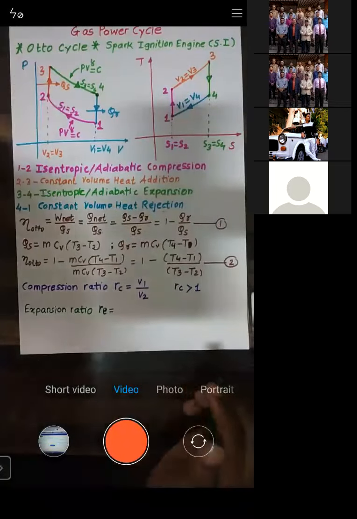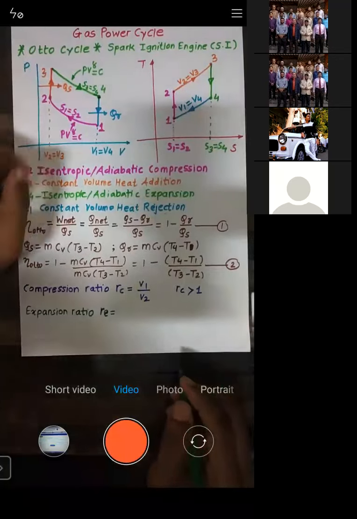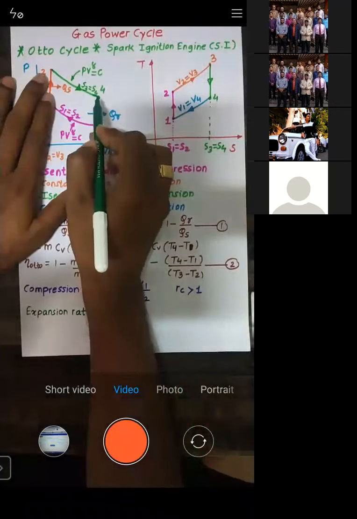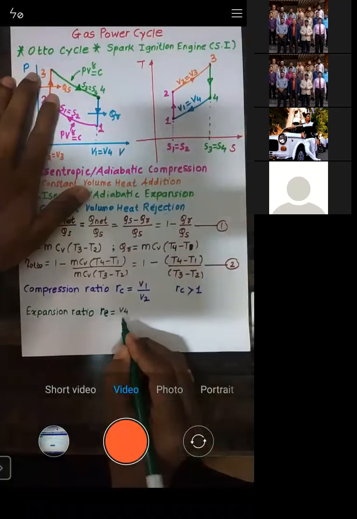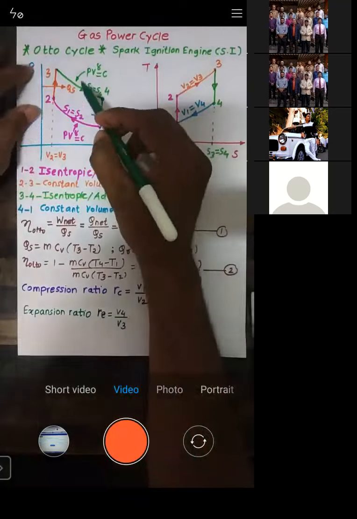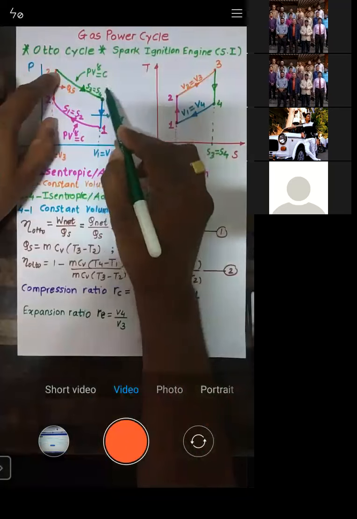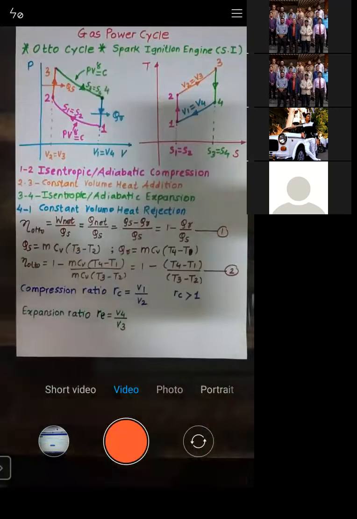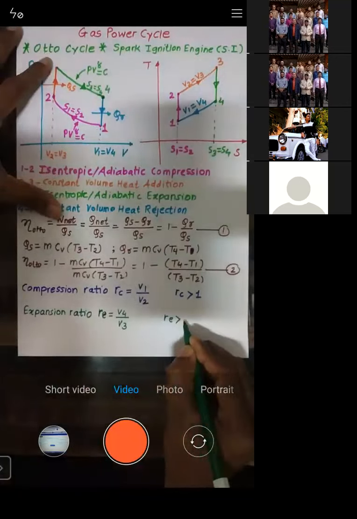What is expansion ratio? Expansion ratio is the ratio of the volume after the expansion to the volume before the expansion. So it's basically V4 by V3. Obviously, you will get an expansion ratio greater than 1.